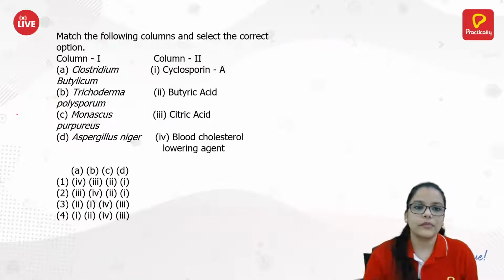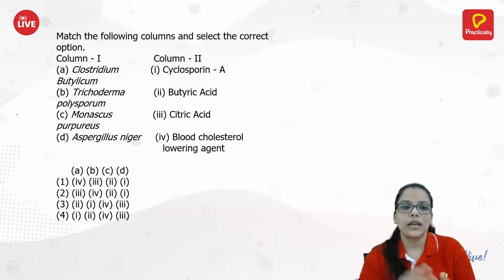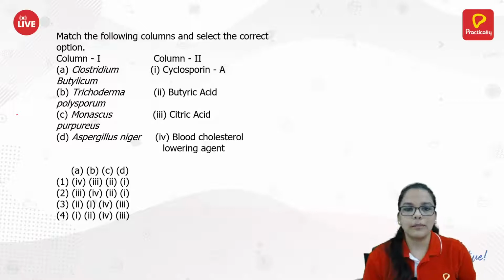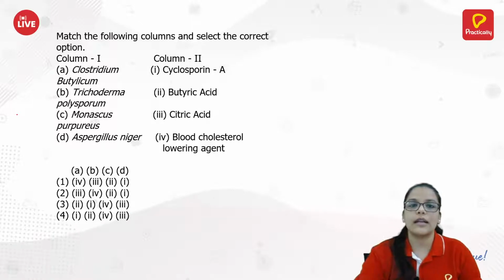Okay. Next, match the following columns and select the correct option. This is about the microbes and whatever they help produce. The options are Clostridium butylicum, Trichoderma polysporum, Monascus purpureus and Aspergillus niger.